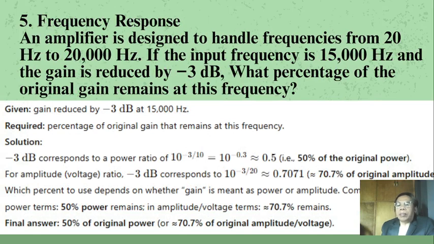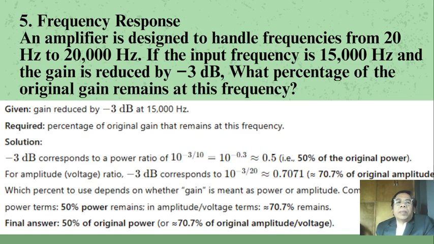Number 5, frequency response. An amplifier is designed to handle frequencies from 20 Hz to 20,000 Hz. If the input frequency is 15,000 Hz and the gain is reduced by negative 3 dB, what percentage of the original gain remains at this frequency? So we're given gain reduced by negative 3 decibels at 15,000 Hz.